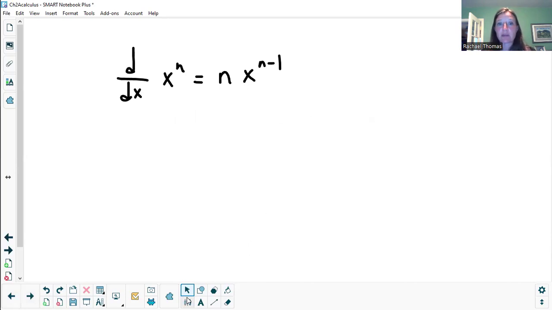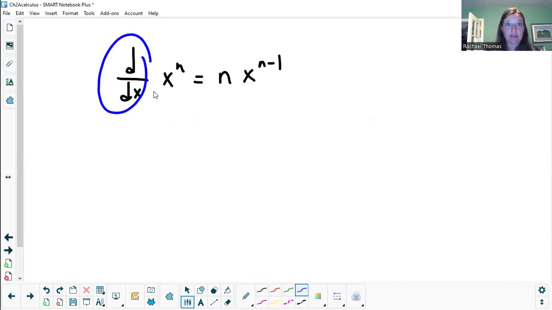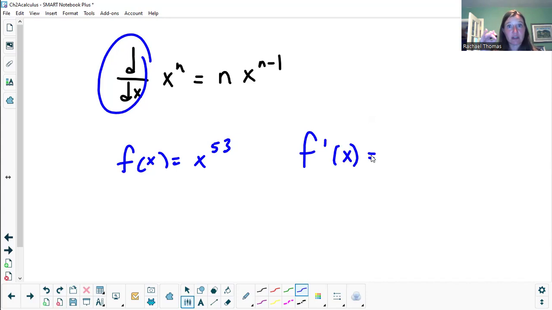power rule. It's probably given to you in your textbook or on some page of notes that you got from your teacher in this form. The derivative of x to the n, that's what this symbol means, d over dx, which you usually read as d dx. So d dx x to the n is n x to the n minus 1. Or in other words, if the function I'm looking at is x to the 53rd, then the derivative of that function, f prime of x, here n is 53, so f prime of x will be 53 times x to the 52. The old power comes down, and the new power is reduced by 1.